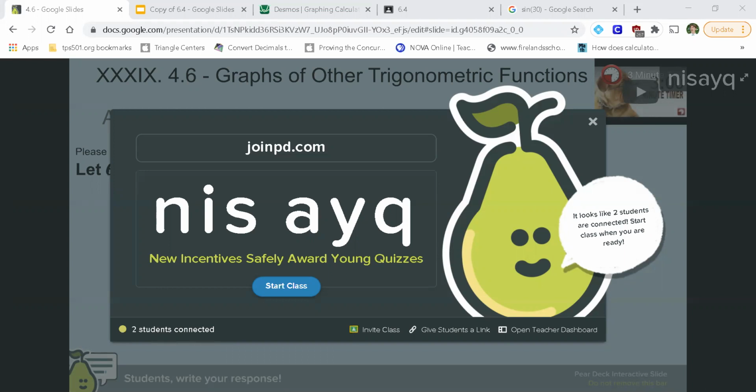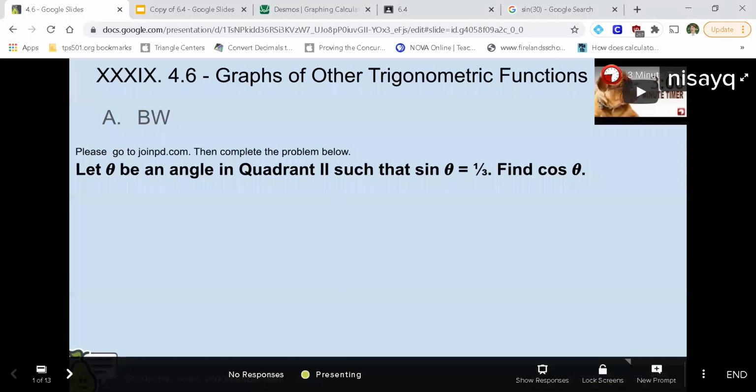For bell work today, given an angle in quadrant 2 with a sine of that angle being 1/3, tell me what the cosine of that angle would be.